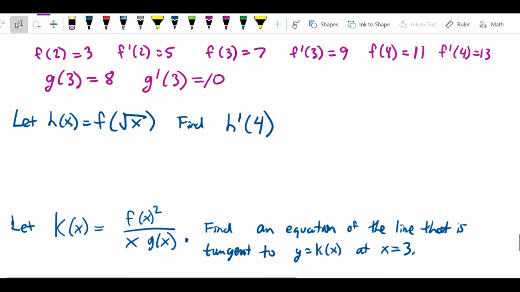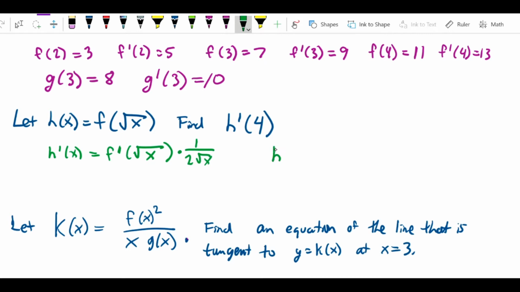So what we have here is h of x, which is defined as f of the square root of x, and what we want to do is find h prime of 4. So if h of x is equal to f of the square root of x, then that means that h prime of x is equal to f prime of the square root of x times the derivative of the inside function. It's always how the chain rule works. Well, we know by now the derivative of root x is 1 over 2 root x.